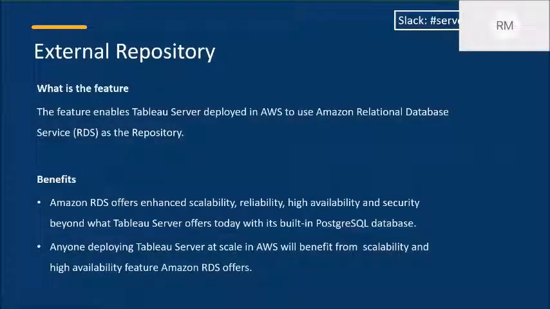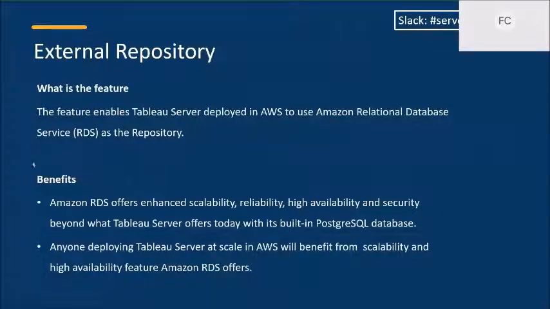Hi, everyone. I'm Fatima Kalkatawala. I'm here to talk about the external repository capability that's shipping with 2019.3. With the external repository feature, we will enable Tableau servers deployed in AWS to use Amazon's relational database as the repository. Amazon RDS offers enhanced scalability, reliability, high availability, and security more than what Tableau offers today with its built-in PostgreSQL database.